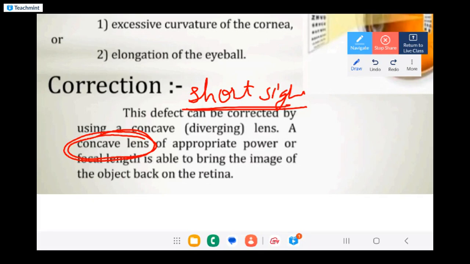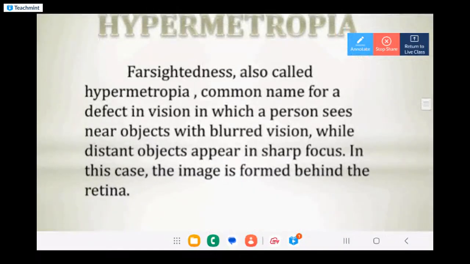Now, the second issue is hypermetropia, which is called longsightedness, or farsightedness. That means this person will be able to see things which are far from a point, but will not be able to see or read things which are kept close. Maybe he will not be able to read books or view objects close to him. He will start having blurriness or strain on the eyes when he tries to read, especially for reading things.